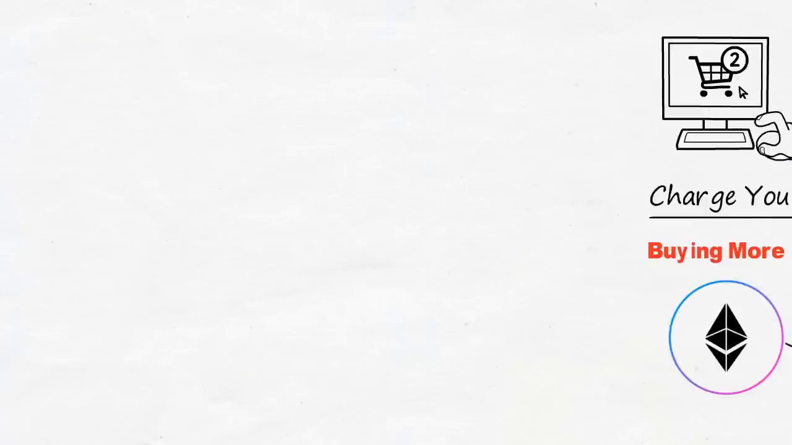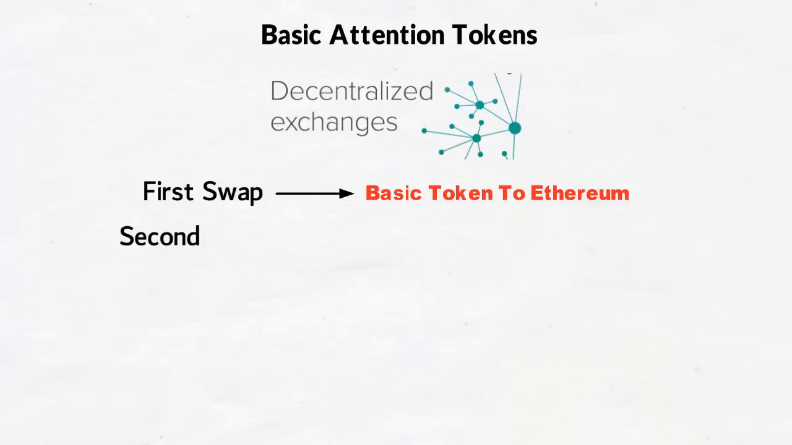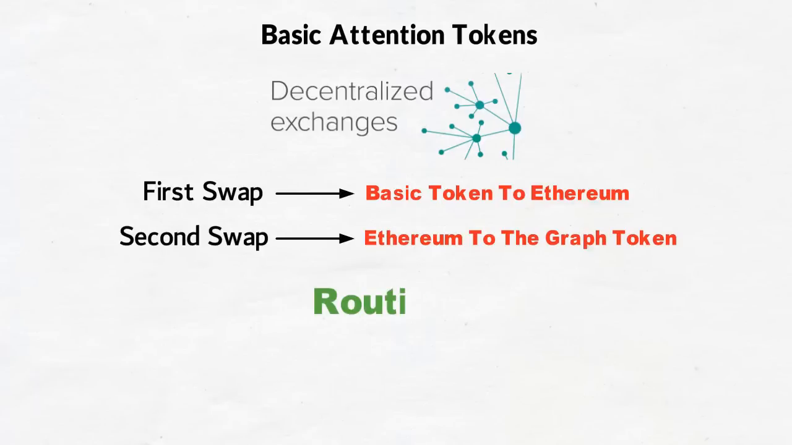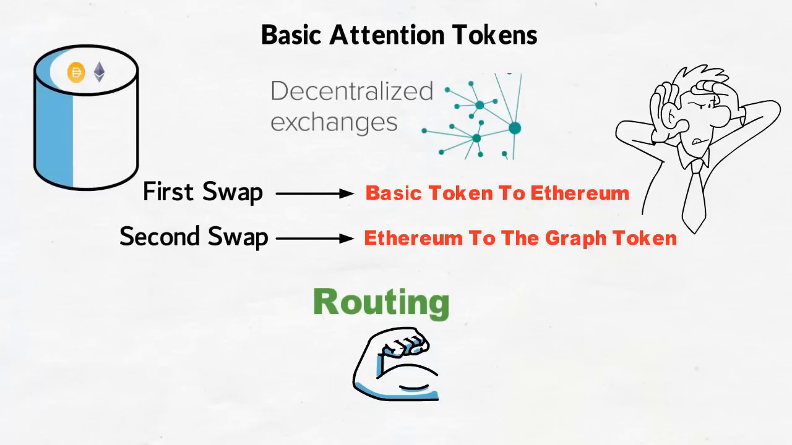So, if you mention that you have basic attention tokens and are in need of graph tokens, the decentralized exchange does the first swap of the basic attention token to Ethereum, and then it will do the second from Ethereum to the graph token. The term assigned to this is called routing, which can be very powerful. So now if you hear your crypto friends make use of the term, you know exactly what they mean. Basically, the decentralized exchange will do the good work of helping you route some trades.